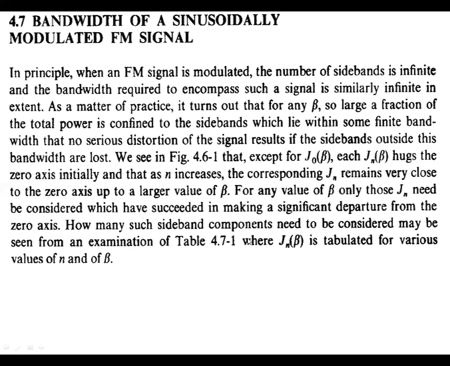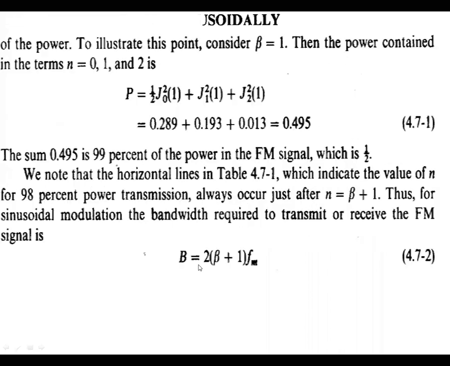So now let us exercise, illustrate one problem here. To illustrate this point, consider beta is equal to 1. Beta is equal to 1, that is delta f by fm is equal to the same. That's why beta is equal to 1.